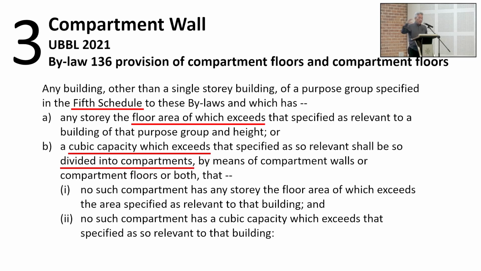If you build a building very, very big, but if it's of a purpose group that does have a limitation on the maximum volume or maximum floor areas, fire compartment that is, then the elements that you use to break down that volume, so that the volume becomes within what is defined in the fifth schedule, those elements are known as compartments, fire compartments. So compartment walls' primary purpose is for this, to limit the size and volume of a fire compartment.